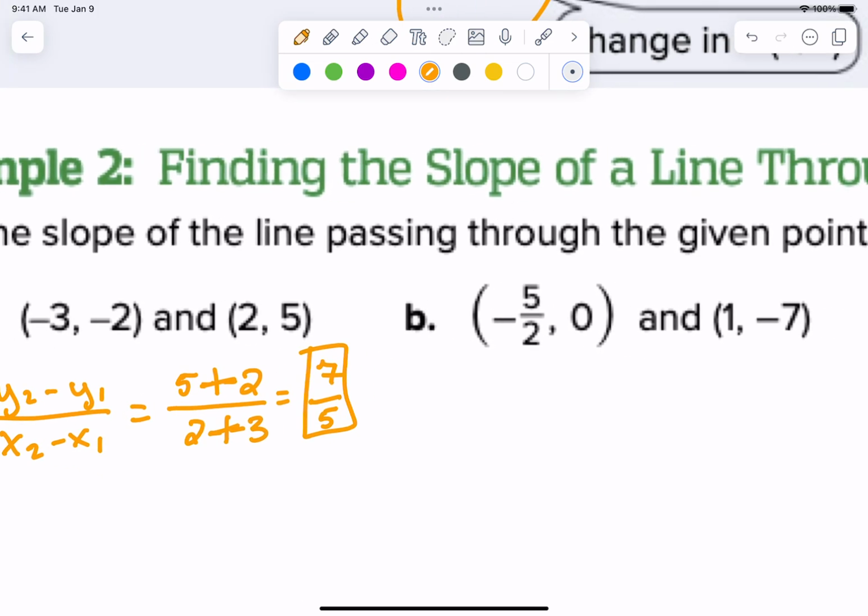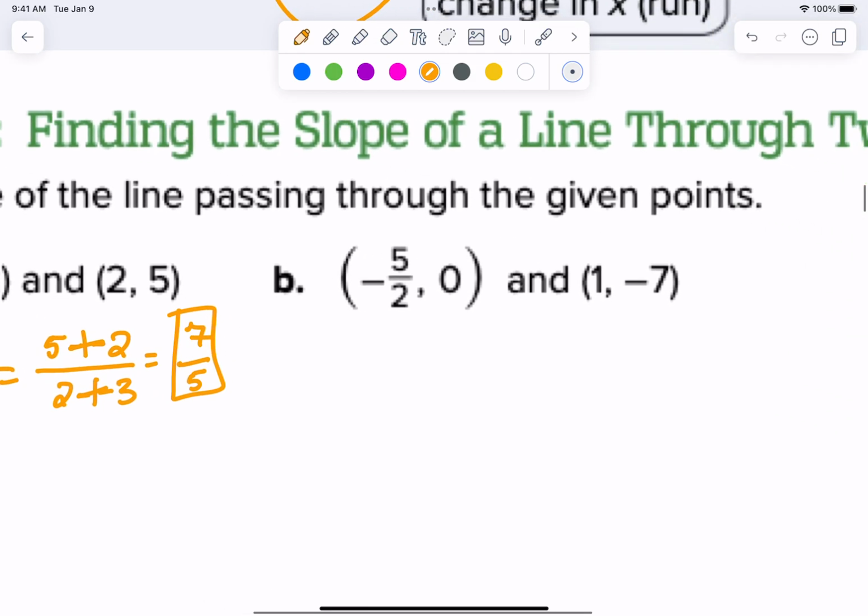5 plus 2. What the heck is that? What in the heck?